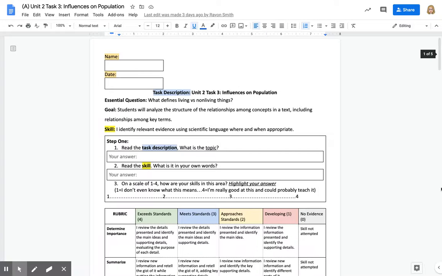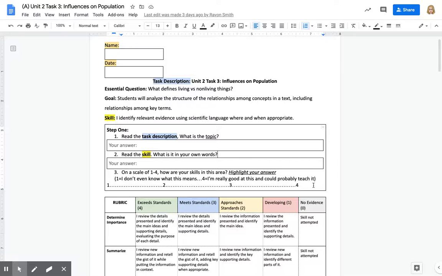Hi, this is a video explaining Unit 2, Task 3, Influences on Population. So as always, and this is the Level A version, you're going to start by filling out the top portion: your name, the date, and the topic. Hint, the topic is population. Then read the skill right here and tell me the skill in your own words.